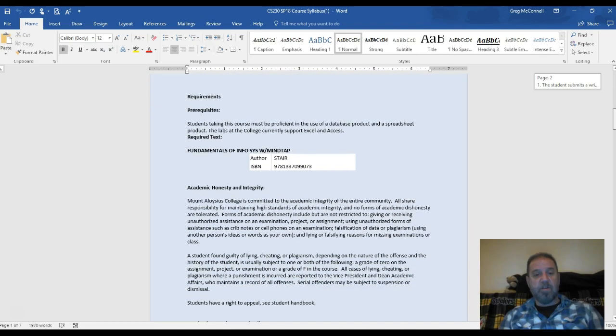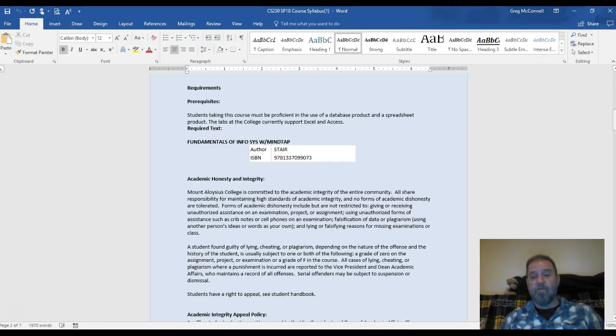Okay. Here's the information about the textbook. There's no physical hard copy textbook. There's a textbook, however, it is a digital textbook. This is the information about the textbook here. Here's the author. There's the ISBN. This is the title of the textbook, Fundamentals of Information Systems with MindTap. It's a 9th edition, and that's all you need to know for this. Okay?